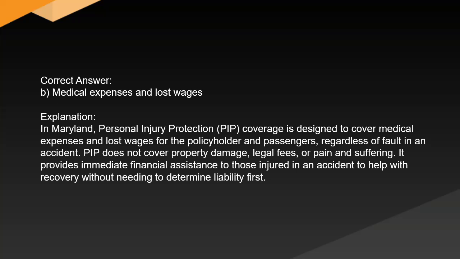Explanation. In Maryland, personal injury protection, PIP, coverage is designed to cover medical expenses and lost wages for the policyholder and passengers, regardless of fault in an accident. PIP does not cover property damage, legal fees, or pain and suffering. It provides immediate financial assistance to those injured in an accident to help with recovery without needing to determine liability first.